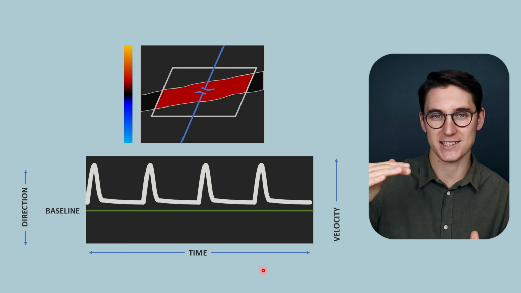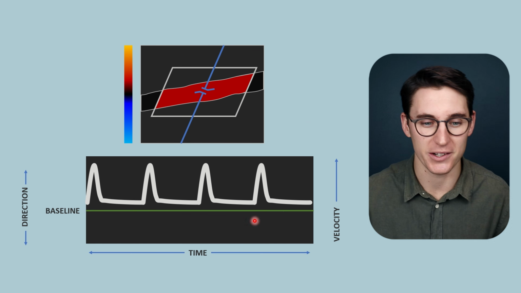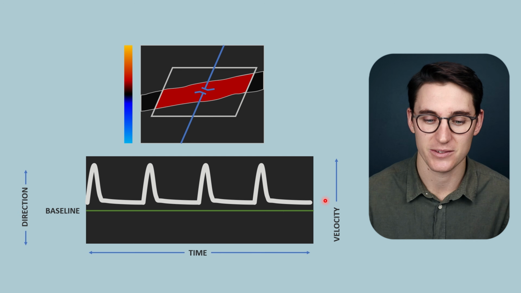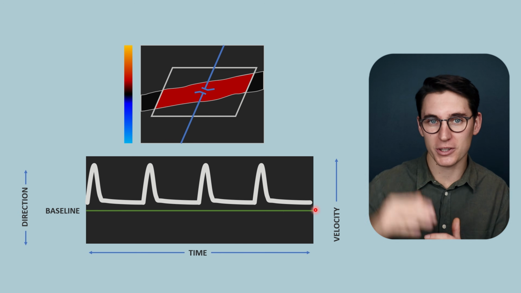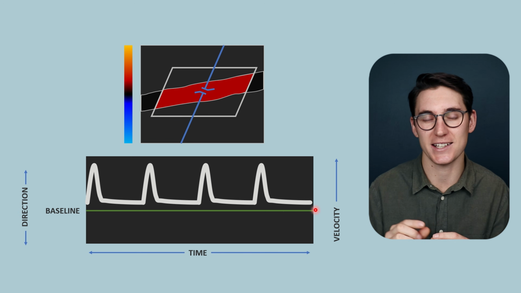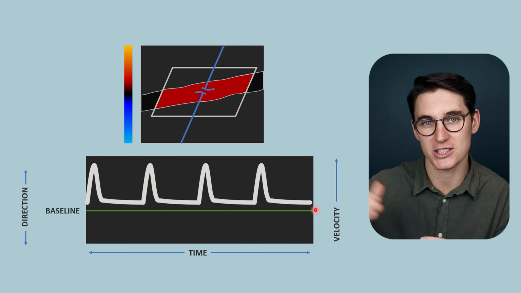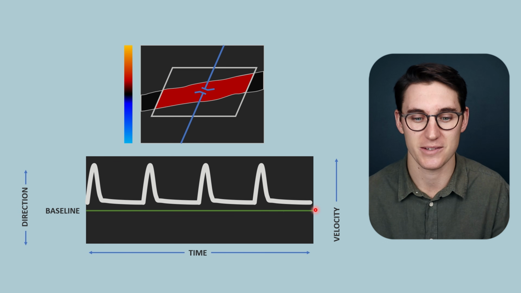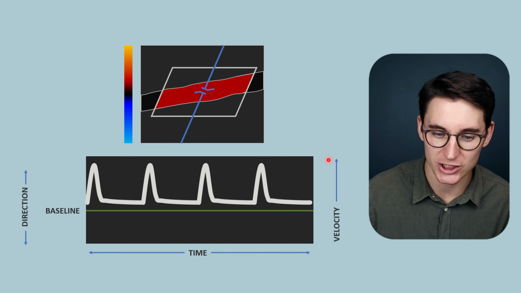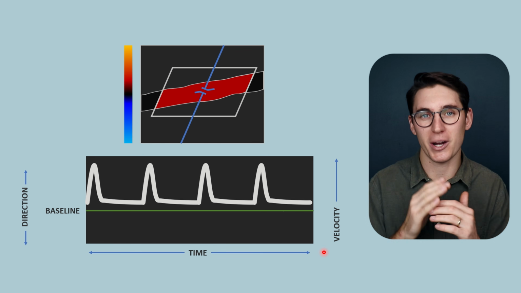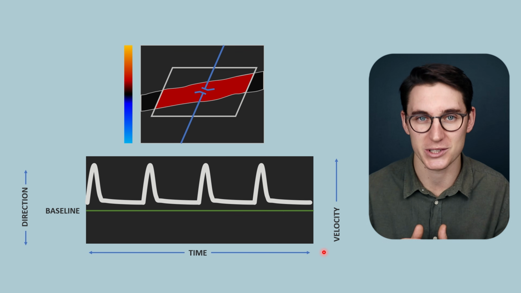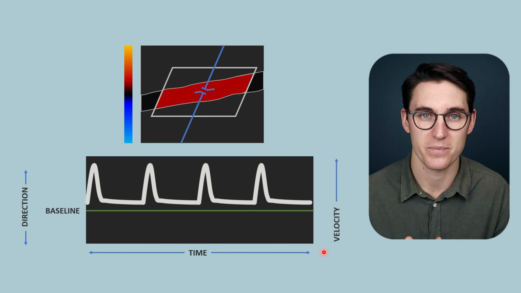Now, the y-axis represents the velocity of blood within this spectral gate. We can see that the Doppler shift that we measure within that gate is proportional to the velocity of blood moving through that gate. And we'll see later how we can change this velocity scale by changing the pulse repetition frequency of our pulse wave Doppler.